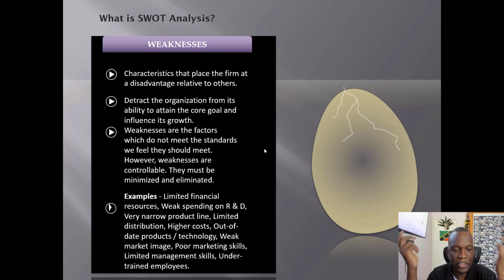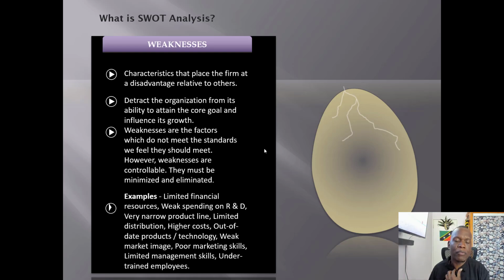Examples, limited financial resource, weak spending on research and development, very narrow product line, limited distribution, higher costs, out-of-date products, technology, weak market image, poor marketing skills, limited management skills, under-trained employees. So you can see what we're talking about when you look at weaknesses within the organization.